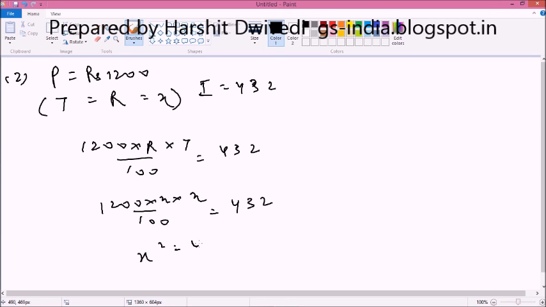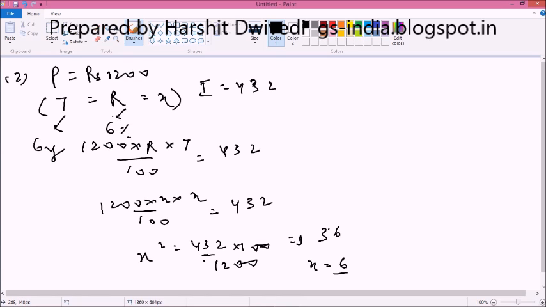X squared will become 432 into 100 divided by 1200. This 0 cancels down. 4 3 is 36 and 4 6 is 72. So x is equal to 6. So obviously the time period becomes 6 years and the rate of interest becomes 6%. Okay, so the answer is 6%.